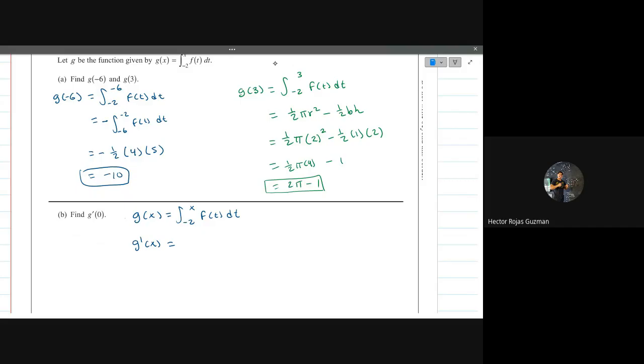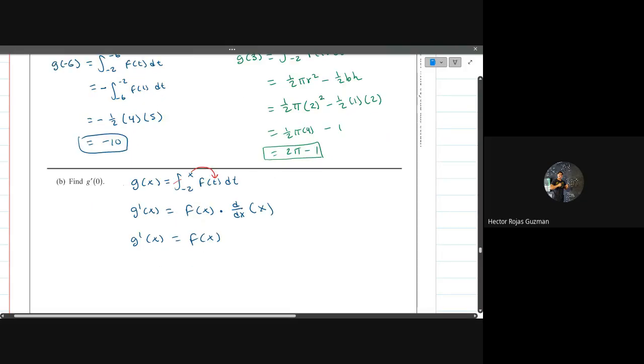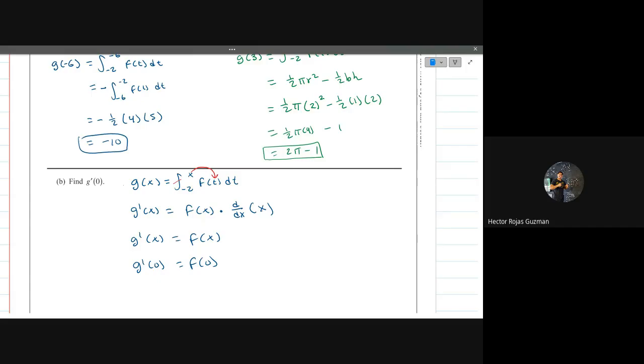That's going to cancel the integral, and it's going to cost you to plug this guy in. Now, technically, you're also supposed to multiply times the derivative of whatever you plugged in. But that derivative is technically just a 1. So it's just f of x. Now you plug in your 0. G prime of 0 is wherever f of 0 is. And if you look at your graph, f of 0 is 2.